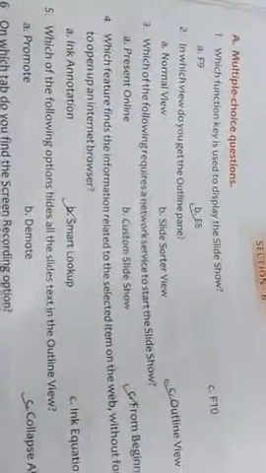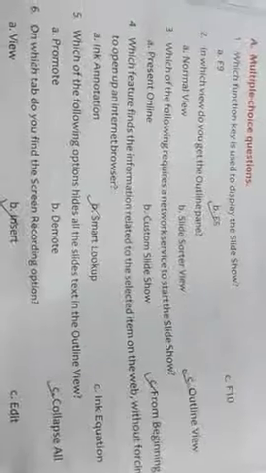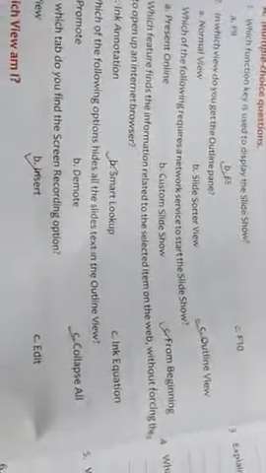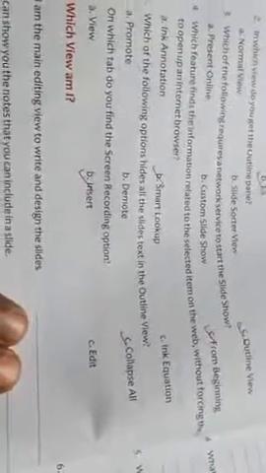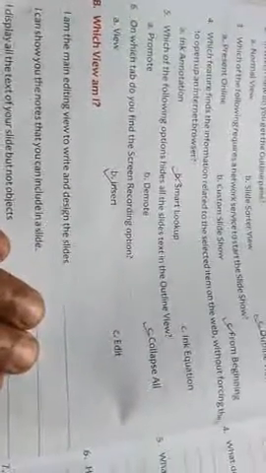MCQ. Which function key is used to display the slideshow? That is F5. In which view do you get the outline pane? Outline view. Which of the following requires a network service to start the slideshow from the beginning? Which feature finds information related to the selected item on the web without forcing you to open any internet browser? Smart Lookup. Which of the following options hides all the slide text in the outline? Collapse All. On which tab do you find the screen recording option? Insert tab.